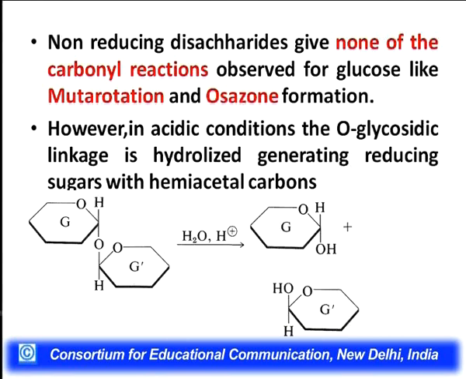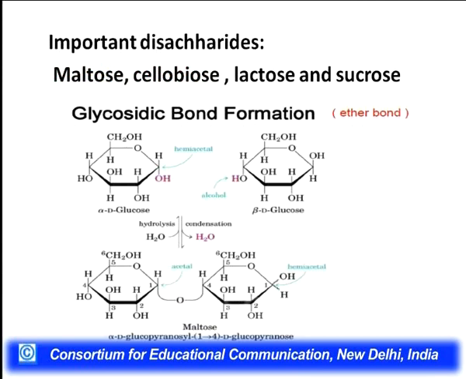Once we've done the acid hydrolysis, it will break down into its monomer units, the monosaccharides, and then these monosaccharides will give the Tollens test or the Fehling's test. So now I shall be discussing important disaccharides, which are maltose, cellulose, lactose and sucrose. Before I proceed further, let me take in detail the formation of maltose.